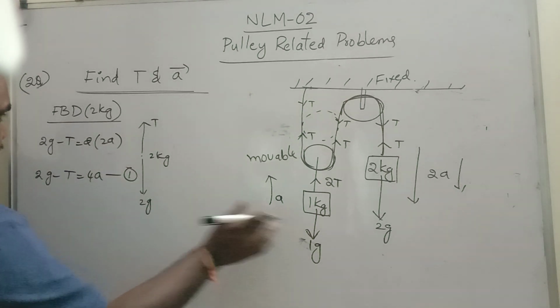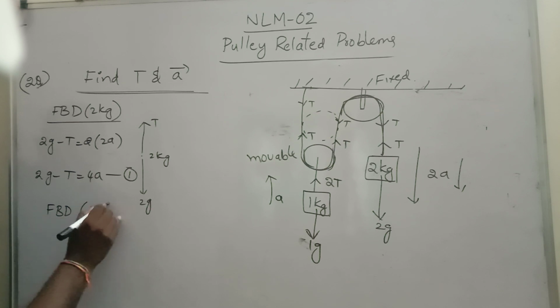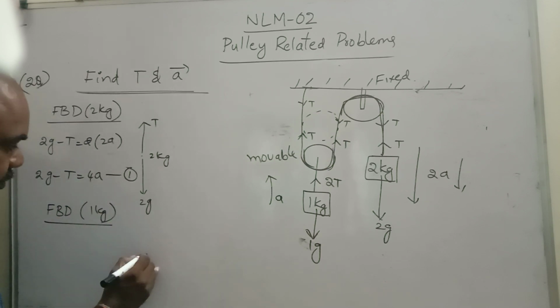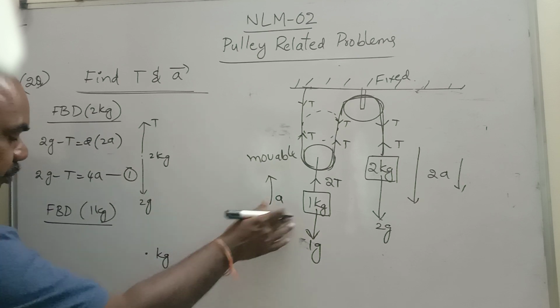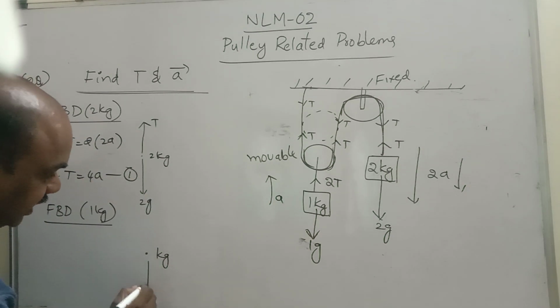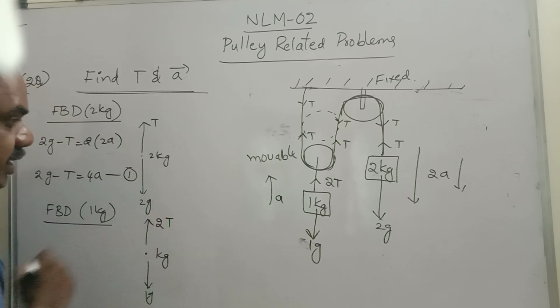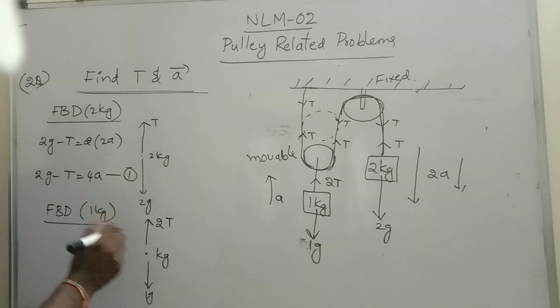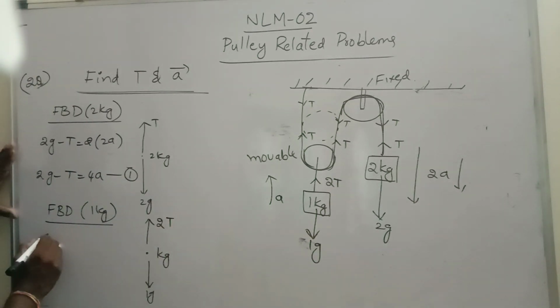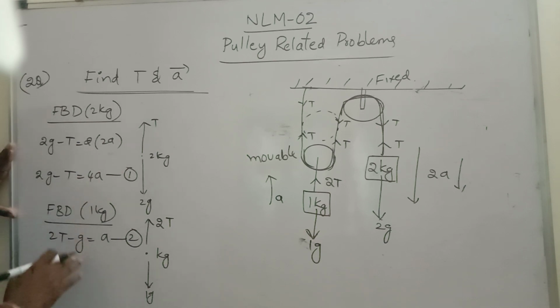Now come to the FBD, free body diagram, for 1 kg. Make 1 kg free and take it as a point mass. Whatever the big object, you take it as a point mass. For 1 kg, 1g acts downwards, and tension 2T acts upwards. It is going up, so this is the greater force and this is the lower force. So F net is equal to 2T minus g is equal to ma, where m is 1, so 1 into a. This is equation number 2. If you solve these two, you will get the tension.